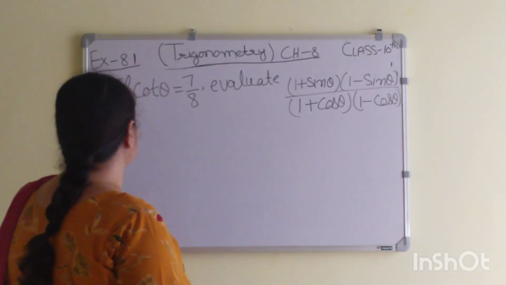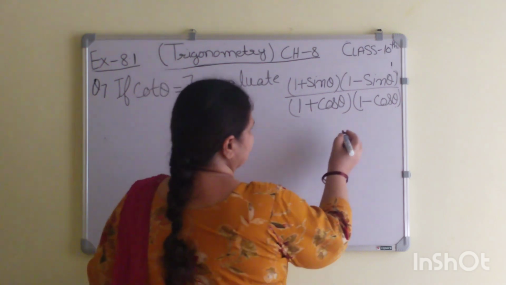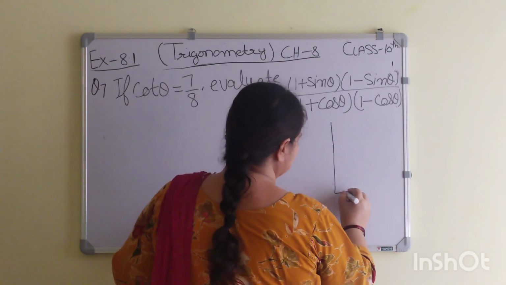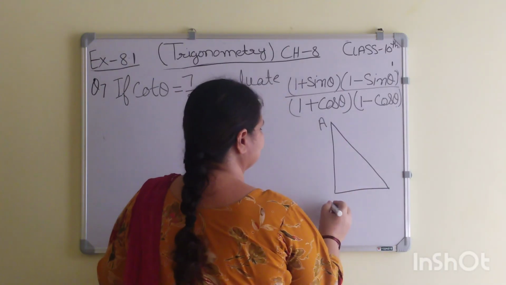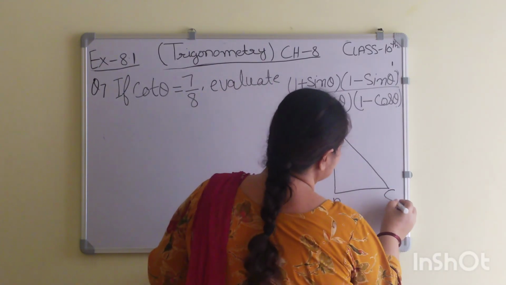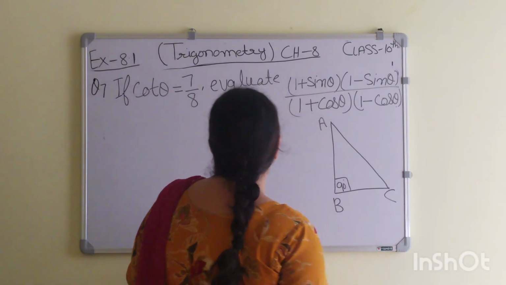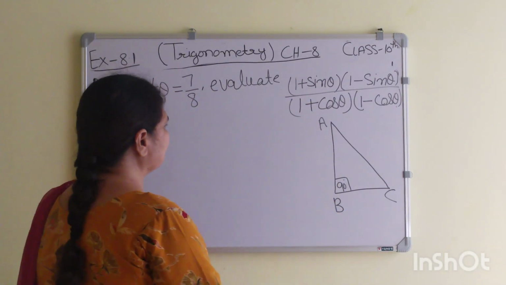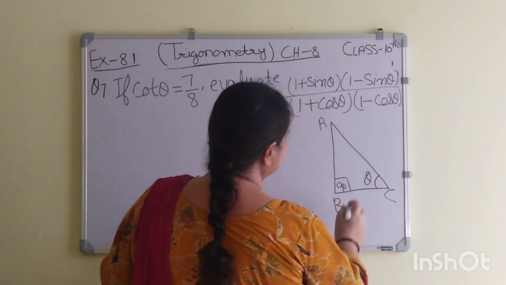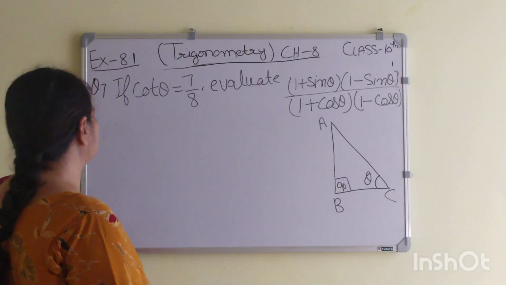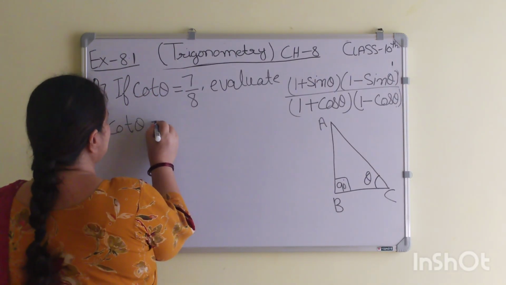So students, first we draw a right angle triangle. A right angle triangle A, B and C. Here is the 90-degree angle, right angle, and angle theta. So you know cot theta is equal to 7 upon 8.